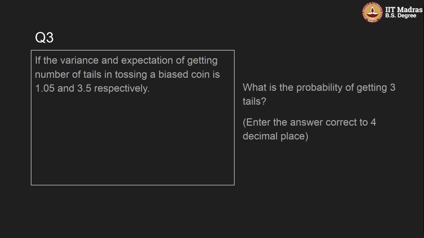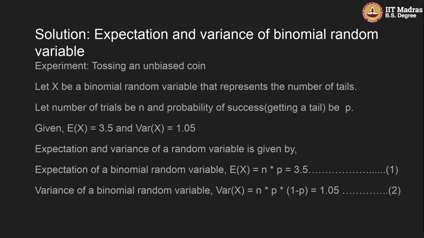Now question number 3 is: if the variance and expectation of the number of tails in tossing a biased coin are 1.05 and 3.5 respectively, then what is the probability of getting 3 tails? So here in the question, what is our experiment? The experiment is tossing a biased coin. Suppose X is a binomial random variable that represents the number of tails here.